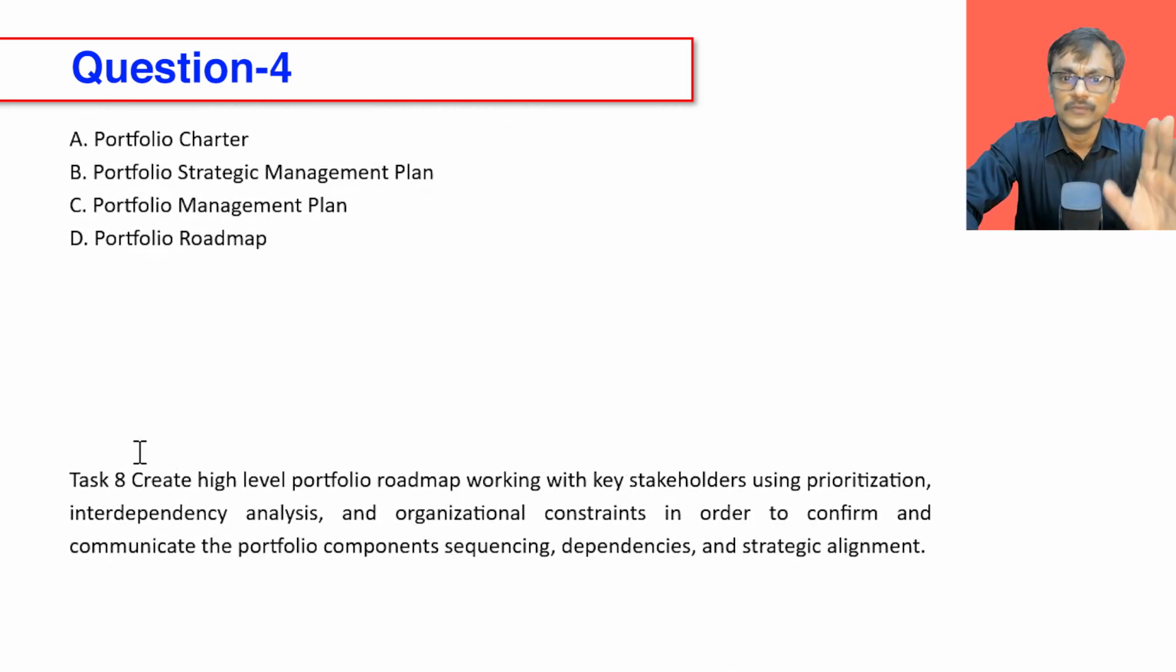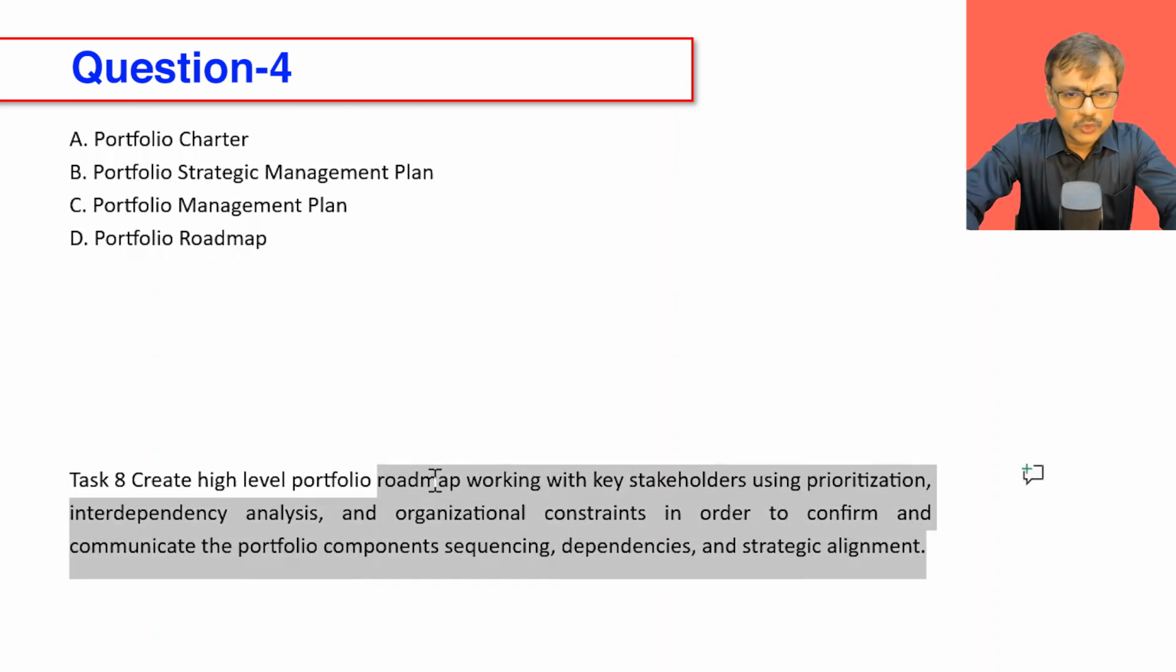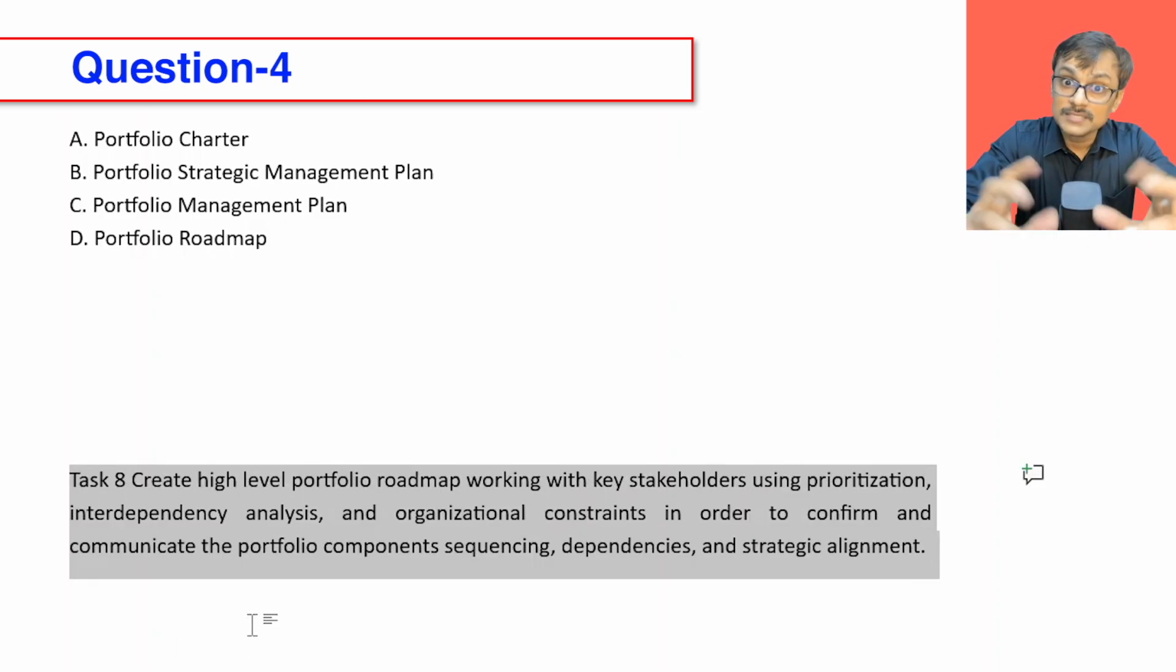which clearly says so. And it tells: create a high-level roadmap working with the key stakeholders using prioritization, dependency analysis, and organizational constraints, the readiness and other constraints, capability and capacities and all, in order to confirm and communicate the portfolio component sequence, dependency, and strategic alignment. Now, sometimes you see these statements show up in the exam as it is. And one task may show up in multiple questions because there are limited tasks.